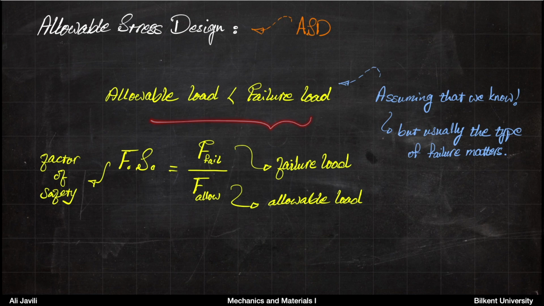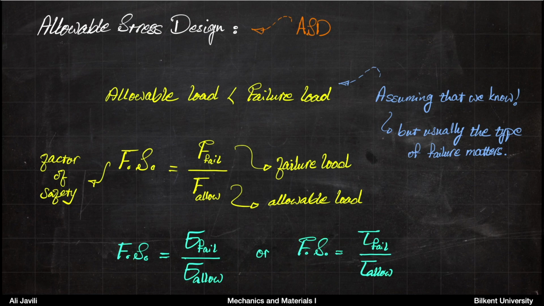Now, motivated by this structure, we can construct this ratio by dividing the failure load by the allowable load, and then you end up with this factor. We call it factor of safety or safety factor, and it's shown as Fs, and that's always a number that's larger than 1, basically.